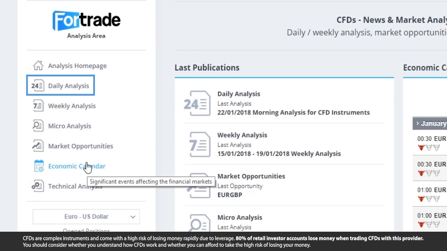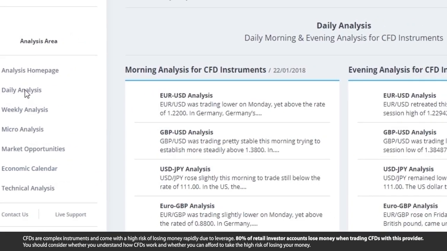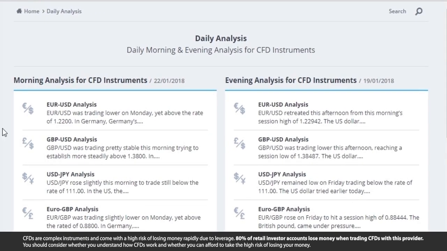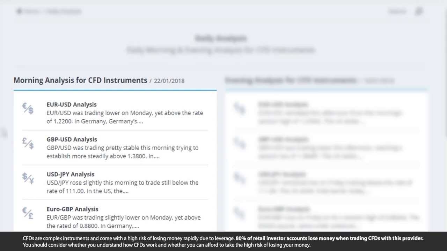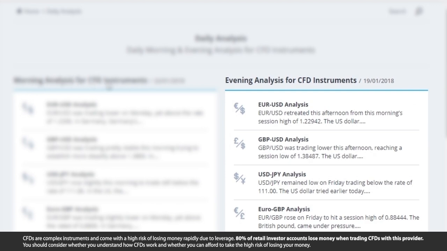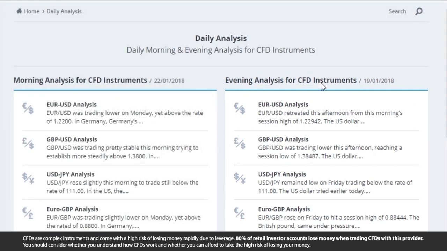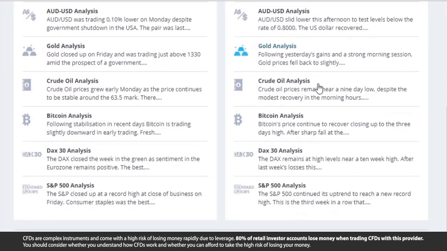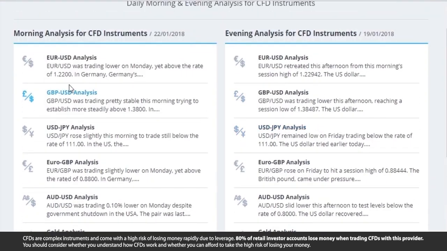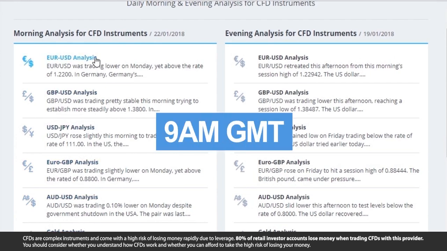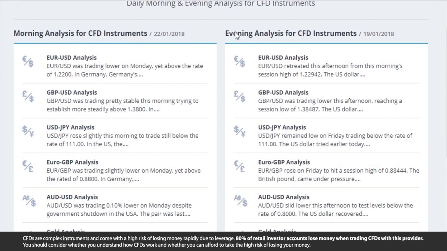Clicking on Daily Analysis in the menu on the left-hand side, we can see the main part of the page is split into two sections, Morning Analysis and Evening Analysis. For both, we can find 10 financial instruments which are analysed on a daily basis. Morning Analysis is published around 9 a.m. GMT. Evening Analysis is published around 3 p.m. GMT.